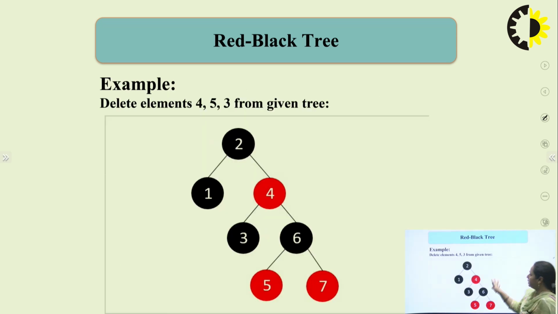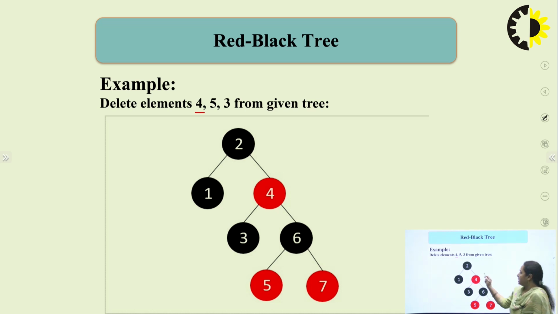Now consider this particular tree. We are going to apply the deletion cases on this red black tree. First of all, check whether it is a red black tree or not. It is a perfect red black tree as it follows all the properties associated with the BST as well as the RB tree, that is red black color. Now the question says, first of all delete 4.